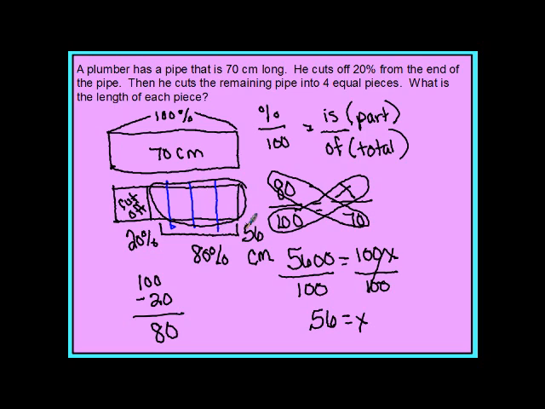Remember though that the problem says that the plumber then cut the remaining pipe, which is 56 centimeters, into 4 equal pieces. So I have to take the length of the pipe, which is 56, and divide it by 4. And when I do the math, I see that each piece is 14 centimeters long.